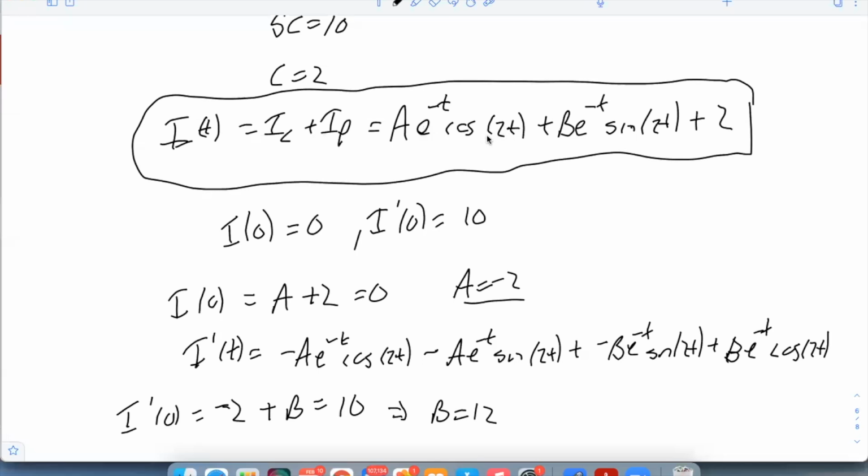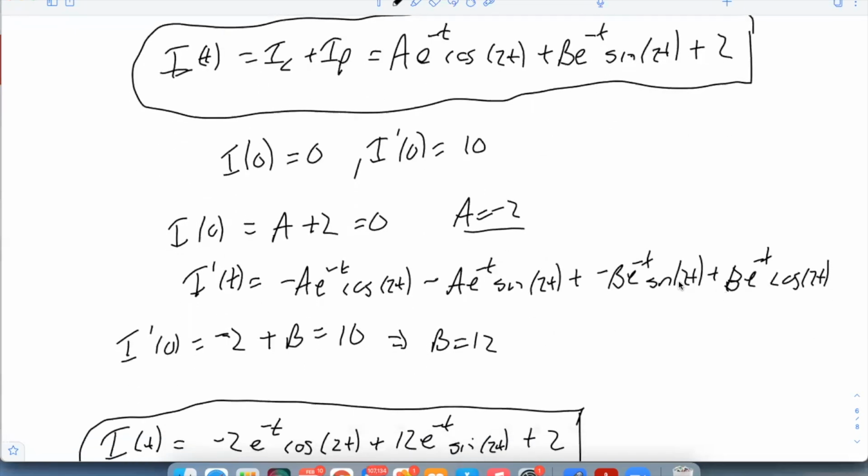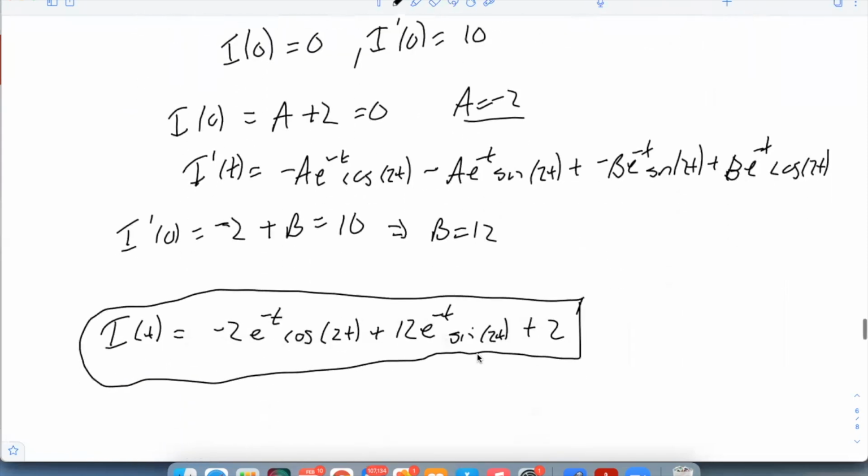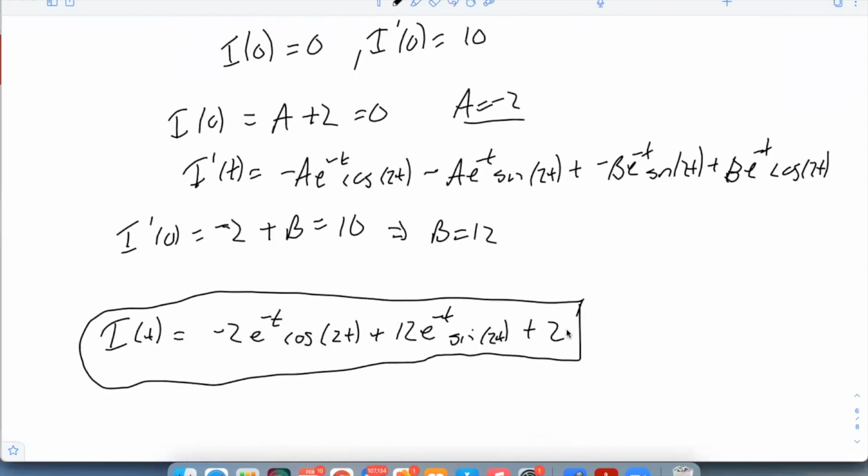And then for the derivative, I've got a product here and a product here. I'm going to have to use the product rule to find my derivative. I get this. Plugging in 0, all the sines are 0, cosine of 0 is 1, e to the 0 is 1. We get this equation, which gives us B equals 12. And then here's our solution to our IVP.